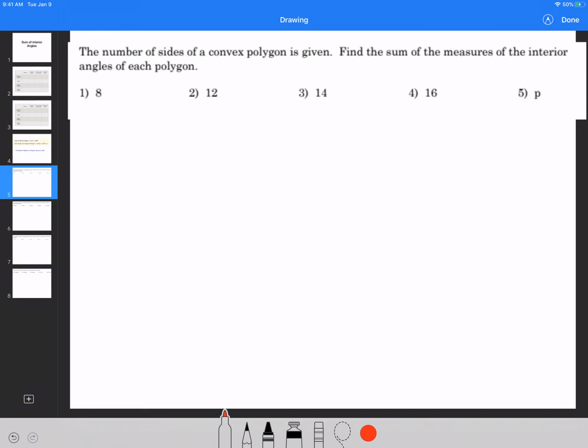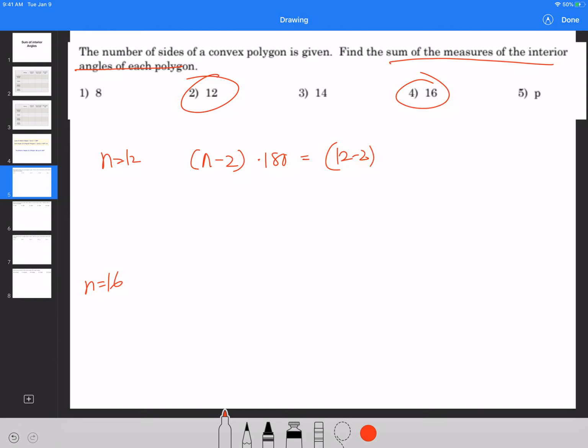The number of sides of a convex polygon is given. Find the sum of the measures of the interior angles of the polygon. So I'm going to be doing the even numbers here, 2 and 4. The number of sides n is 12, and the number of sides n is 16. Find the sum of the measures of the interior angles of each polygon. Well, that's pretty simple, right? n minus 2 times 180. So 12 minus 2 times 180 gives me 10 times 180, which gives me 1800 degrees. Well, that's the sum of the interior angles.